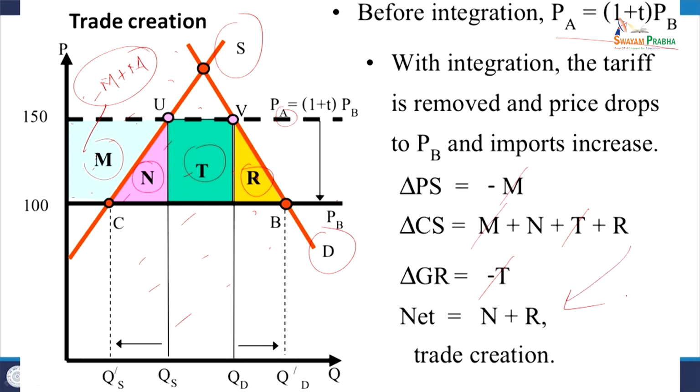So, therefore, what we try to define in this set is the following. The area highlighted, N plus R, is the net welfare gain. This is called the net welfare gain to the member countries due to trade. Okay, so this is called trade creation.